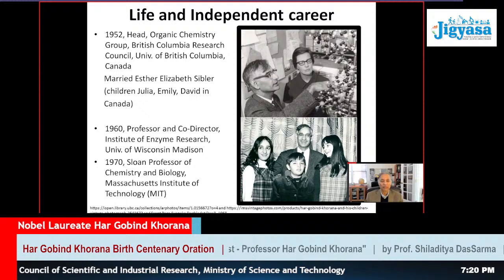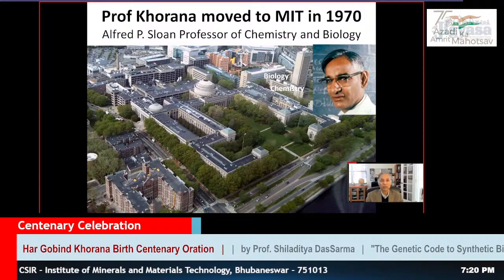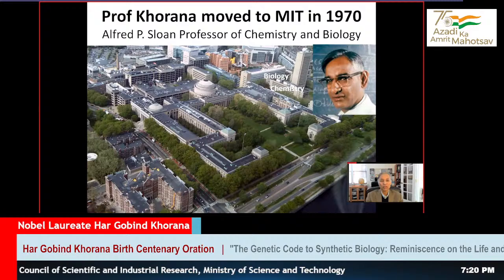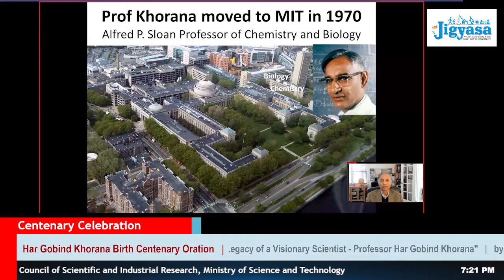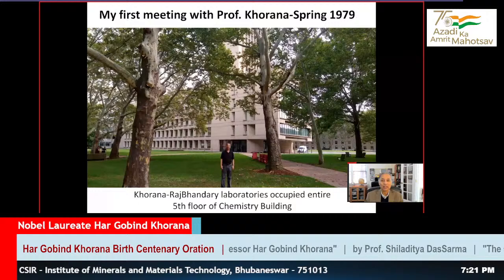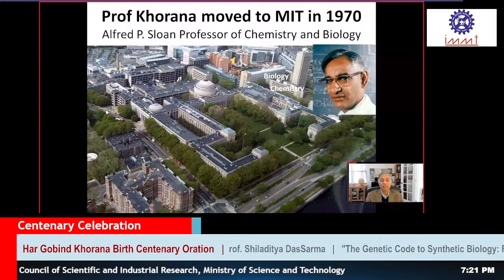Those of you who know MIT will know that it's a highly interdisciplinary, interactive place. All of the buildings are interconnected. And this included biology and chemistry, which are connected via a bridge. Dr. Khorana was professor of both biology and chemistry, but he was physically in the chemistry building. And this is the chemistry building that you can see.